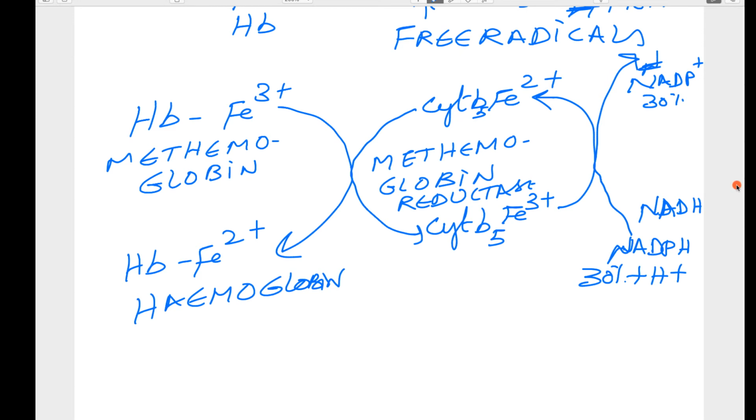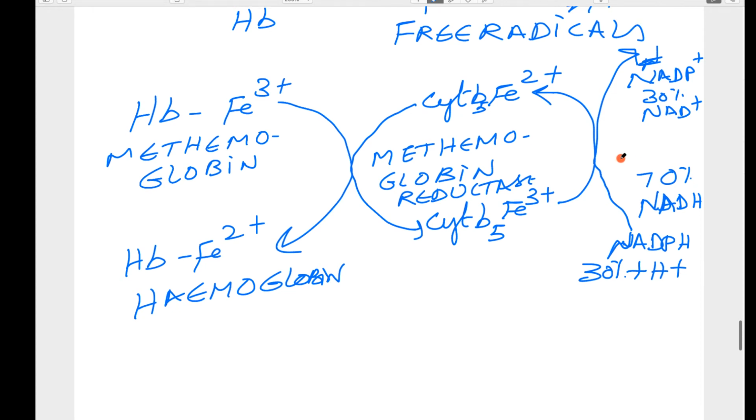NADH remains. NAD is converted to NAD plus. The remaining 70% is NADH. Even then, 30% itself is a big amount as far as the RBC is concerned. That is the reason the pentose phosphate pathway in the RBC is very important.